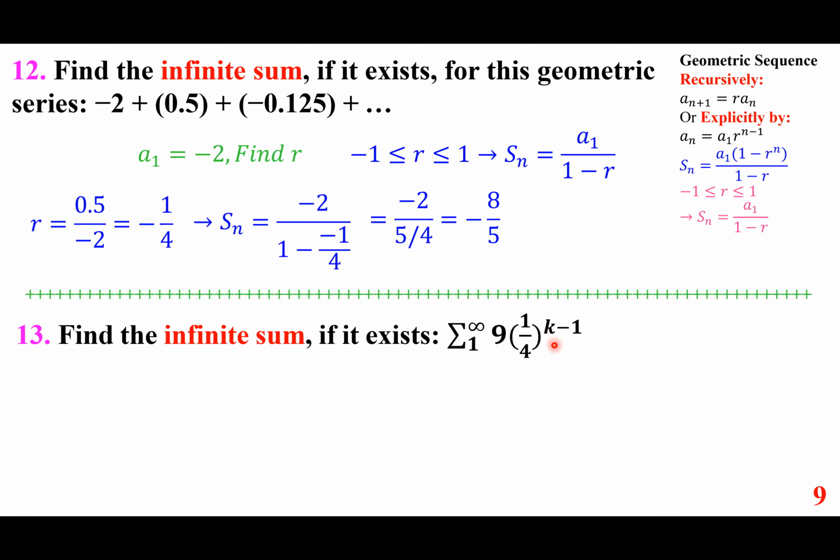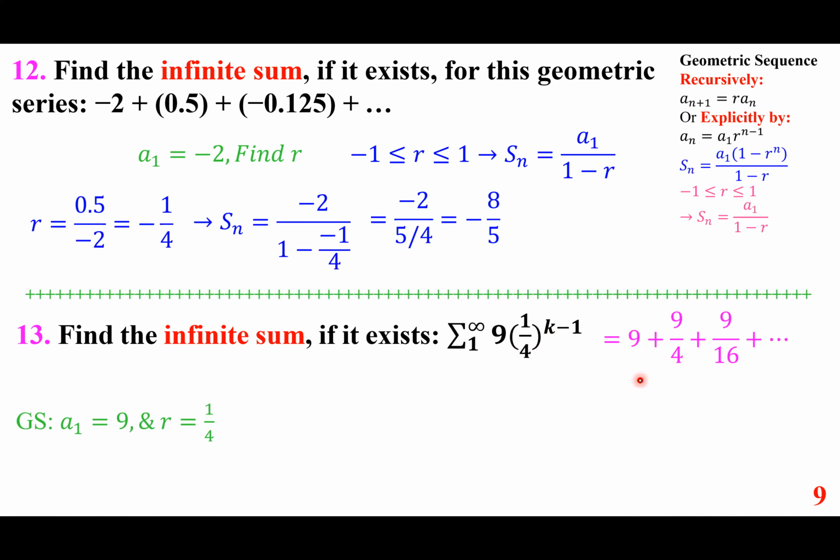If you plug in 1, you can't assume it's always 9. Plug in 1, and that becomes 0. 1/4 to the power of 0 is 1, times 9 is 9. If you plug in 2, it becomes 1/4 times 9, 9 over 4. If you put 3, 3 minus 1 is 2. 1/4 squared is 1 over 16, times 9 is 9 over 16. So I'm going to assume you can go from here to here by putting in the first few, which tells you clearly the first term, a sub 1, is 9, or if you divide this one by this one, this should show you that r is 1/4.